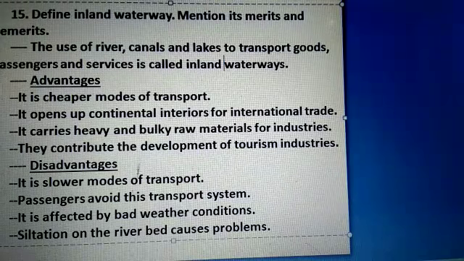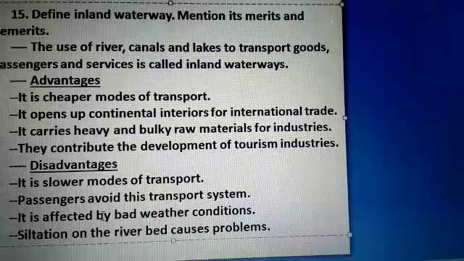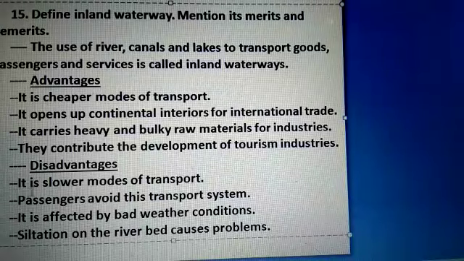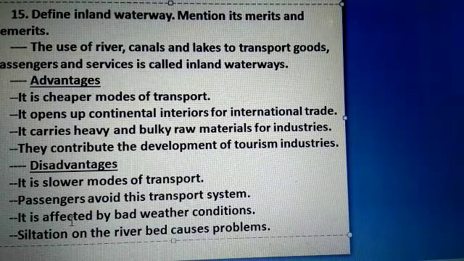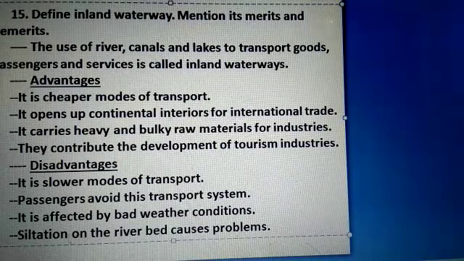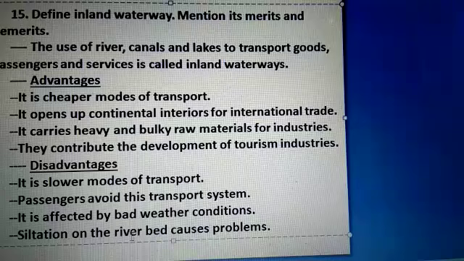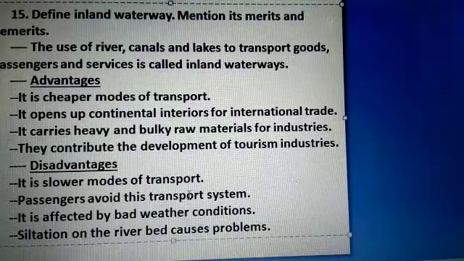Then come to the disadvantages of inland water transport. It is a slower mode of transport. For that reason, passengers avoid it. Then it is affected by bad weather conditions. Then siltation on the riverbed causes problems during the dry season.